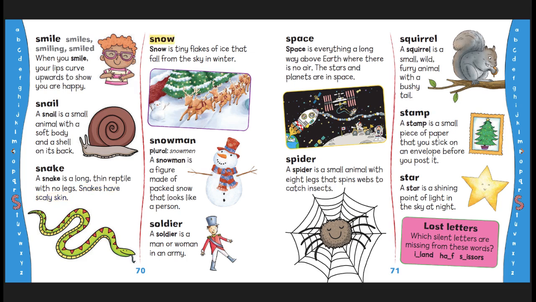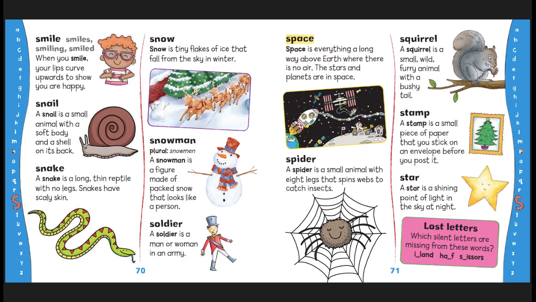Snow. Snow is tiny flakes of ice that fall from the sky in winter. Snowman. Plural, snowmen. A snowman is a figure made of packed snow that looks like a person. Soldier. A soldier is a man or woman in an army.